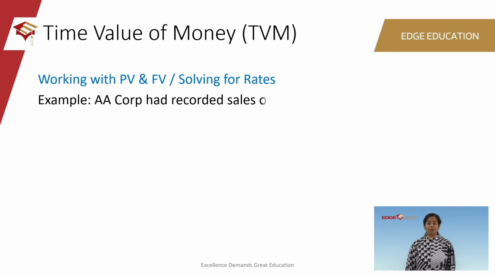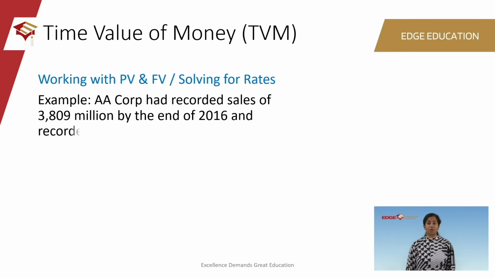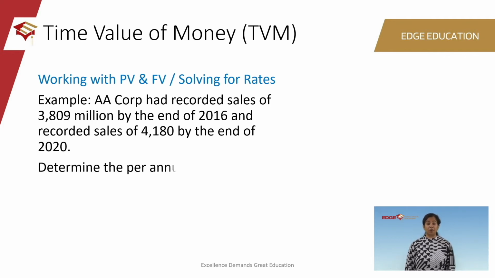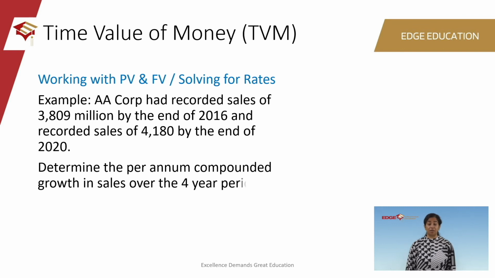AA Corp had recorded sales of 3,809 million by the end of 2016 and recorded sales of 4,180 million by the end of 2020. Determine the per annum compounded growth in sales over the 4-year period. In this example, the sales of 2016 is what AA Corp had at the beginning, which was 3,809 million, therefore the present value. Over time, the sales had grown to 4,180 by 2020, thereby being our future value.